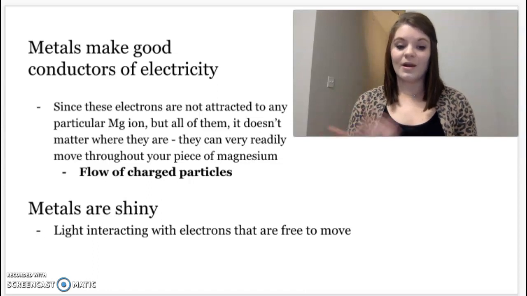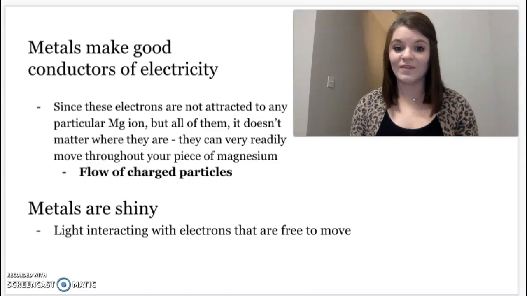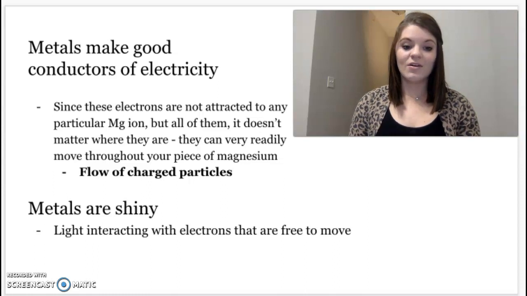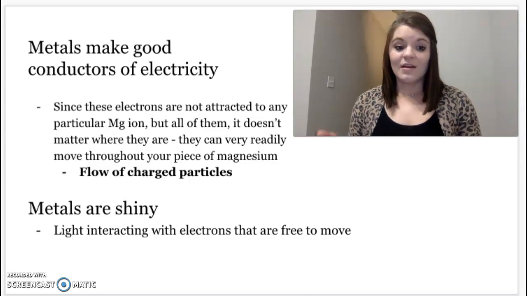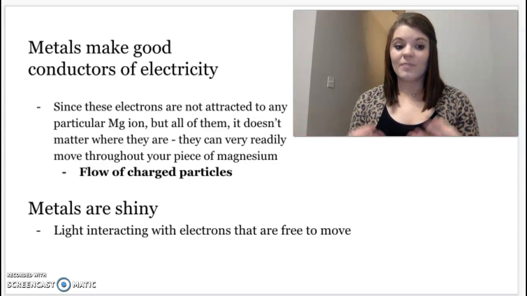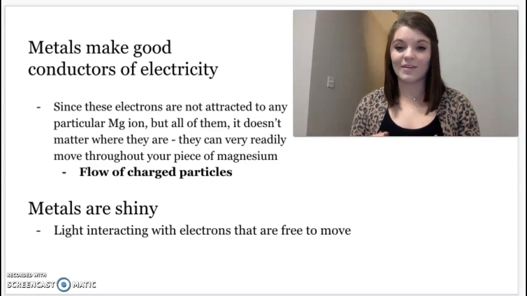Another one: metals are shiny. That's light interacting with those freely moving electrons. And the other ones we talked about, malleable and ductile, they can move atoms relative to one another because they are still a part of that electron sea. So the metal has the ability to move the atoms without interrupting those attracting forces that are holding the metal together.